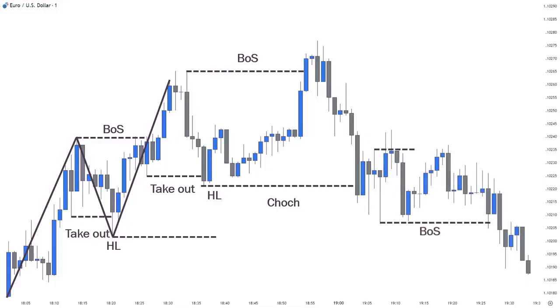Here we have a takeout above this pullback. So we have a correction that confirms this point as our new market structure. And then, the market made a break of structure to the downside, confirming this level as a valid lower high.